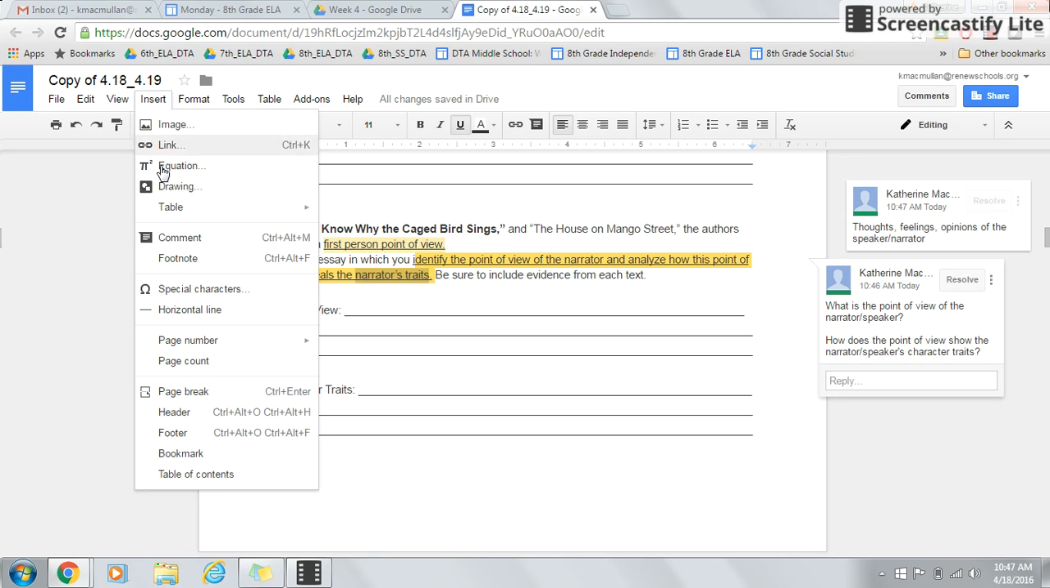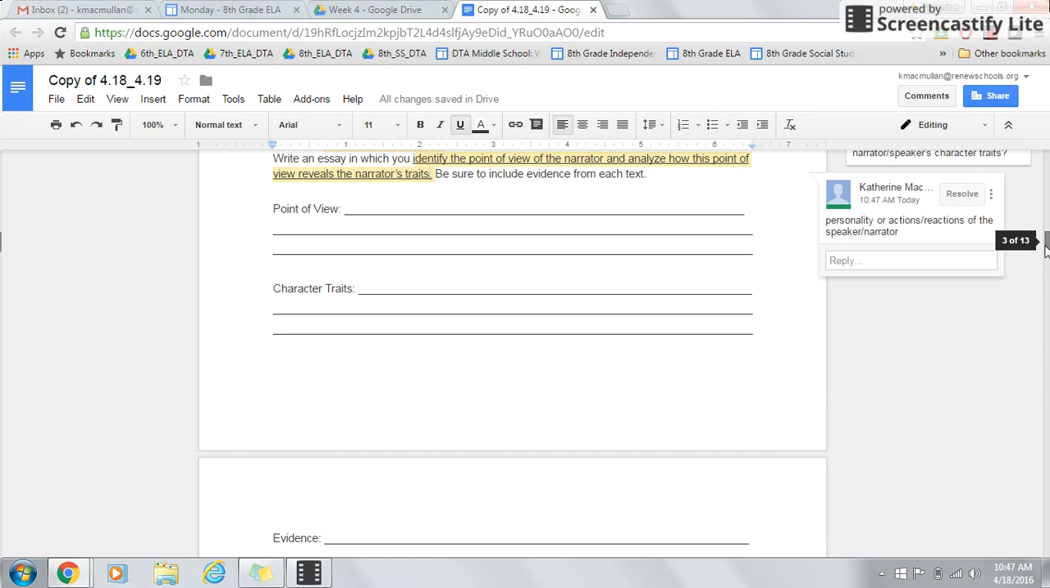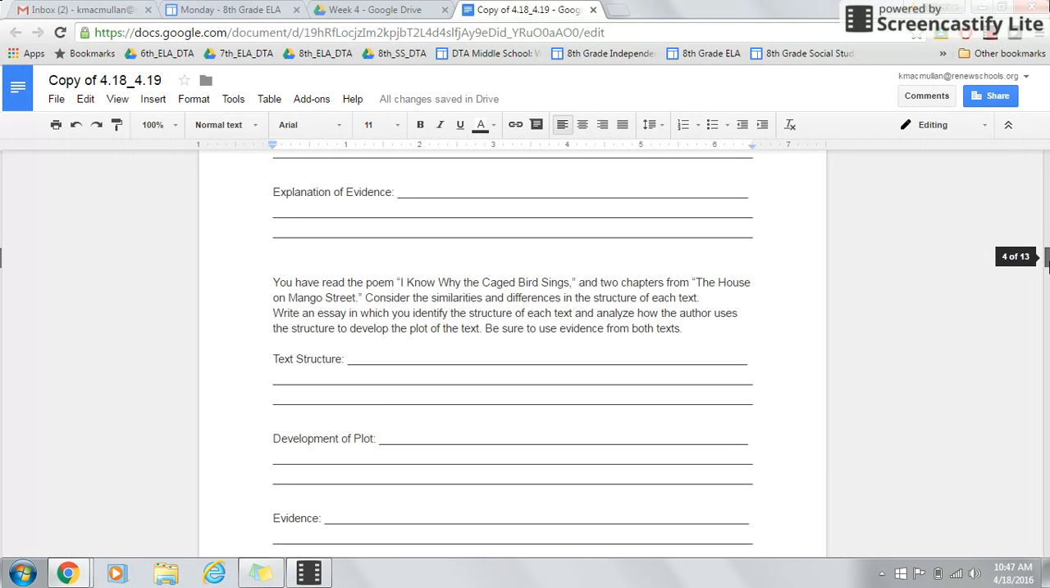Traits are going to be the personality, or the actions and reactions of the speaker or the narrator. So how does using this first person point of view show us things about our speaker? Once again, you're going to answer these with one complete sentence for each.